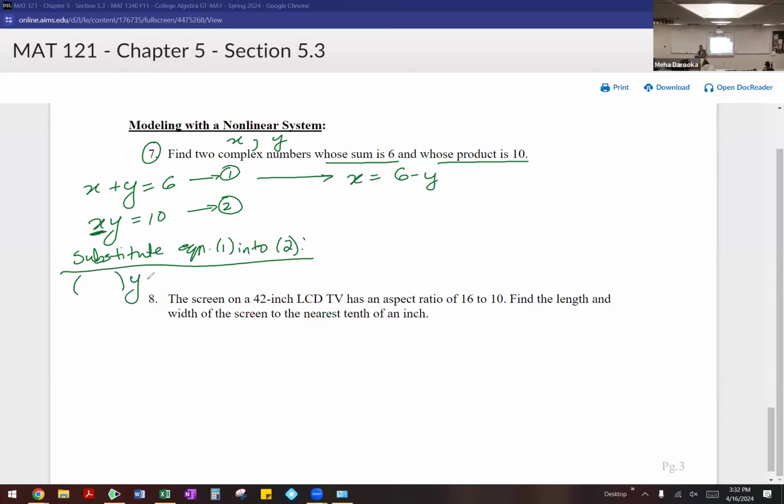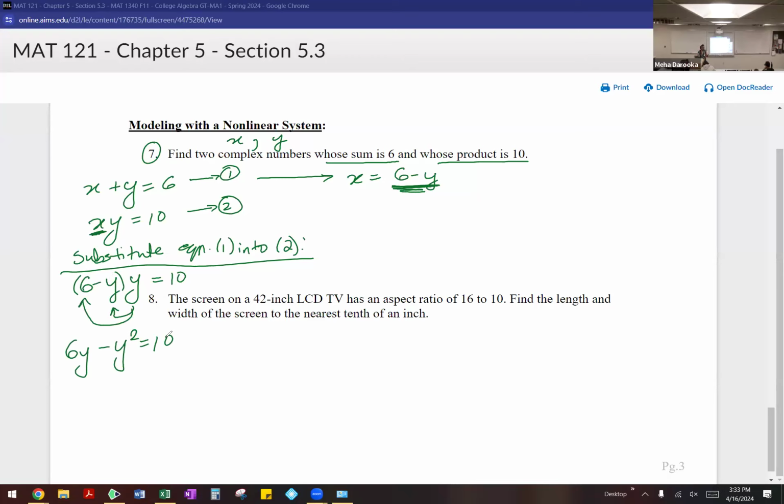So you're substituting for x. So we had x times y equals 10. So we're substituting for x by the rewrite of equation 1 we did, which was 6 minus y. And we're doing this so we can keep it to one variable, right? So we are only dealing with y or only dealing with x. So now we'll need to solve this. So go ahead, distribute that y inside the parentheses. You'll end up getting 6 times y minus y squared equals 10.